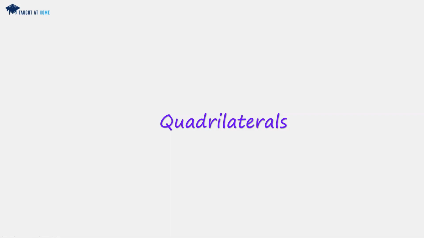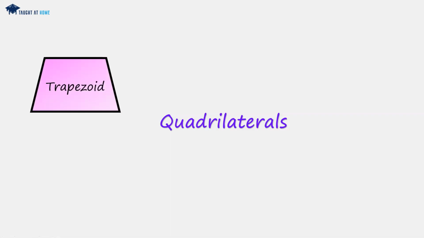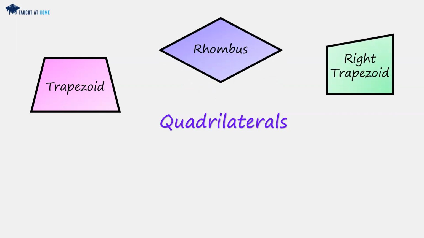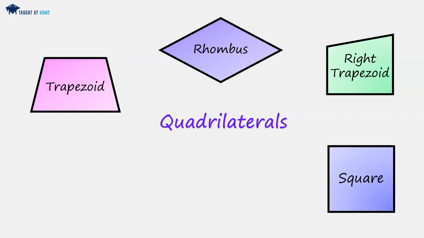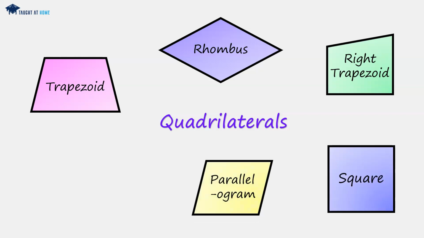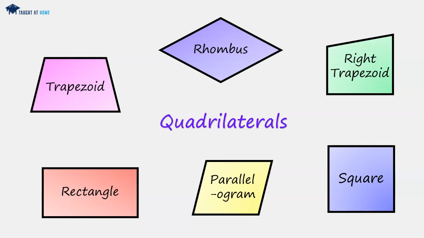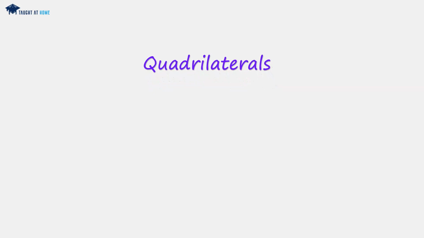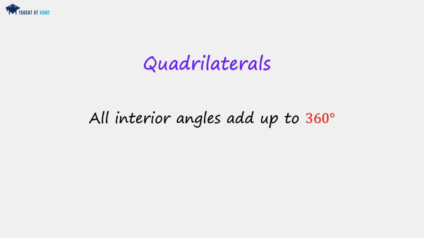Some common quadrilaterals include trapezoids, rhombuses, right trapezoids, squares, parallelograms, and rectangles. There are more, but these are the common ones. For quadrilaterals, all interior angles add up to 360 degrees.